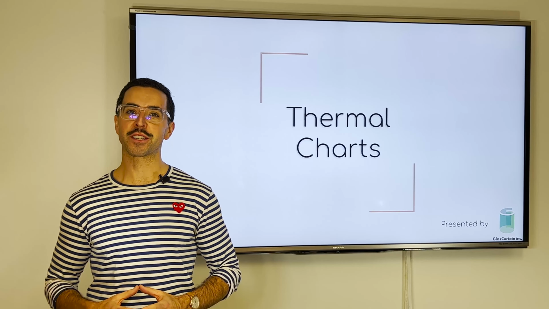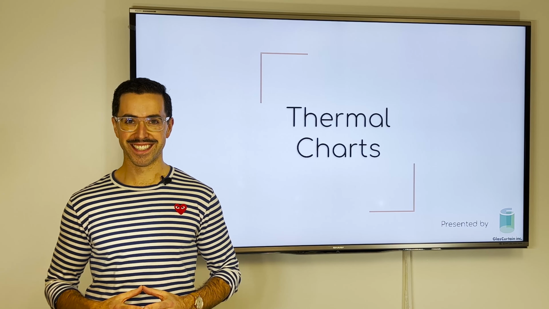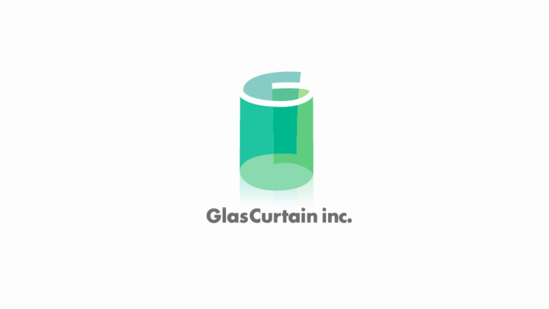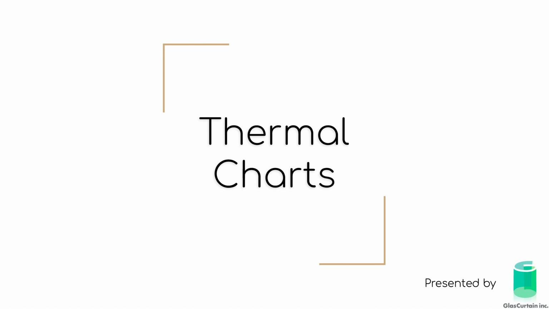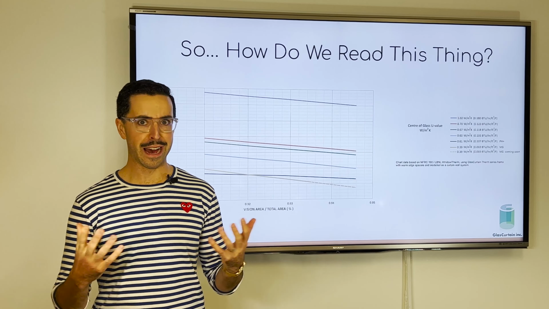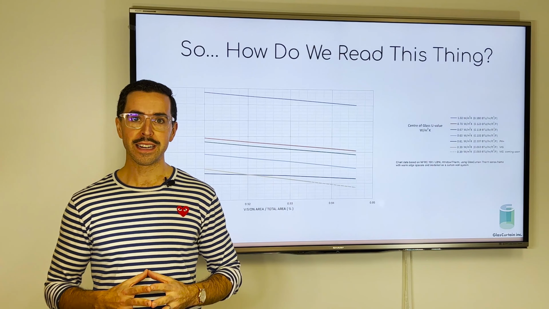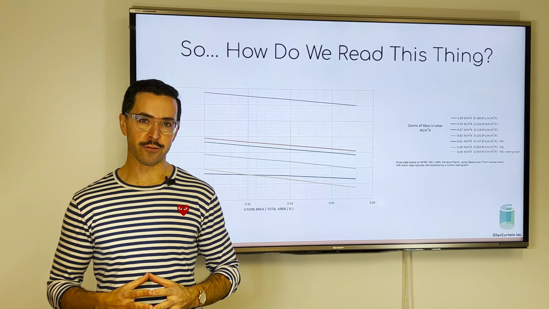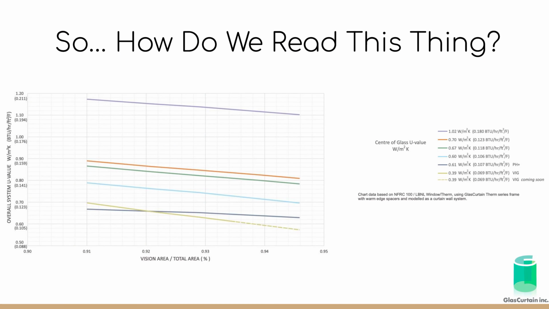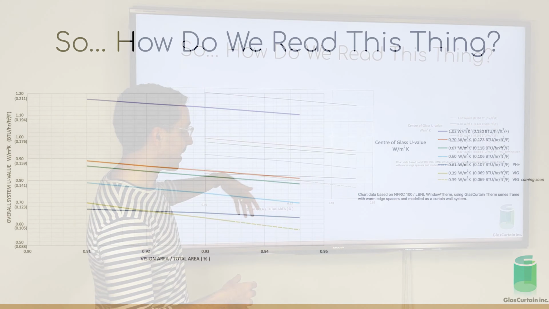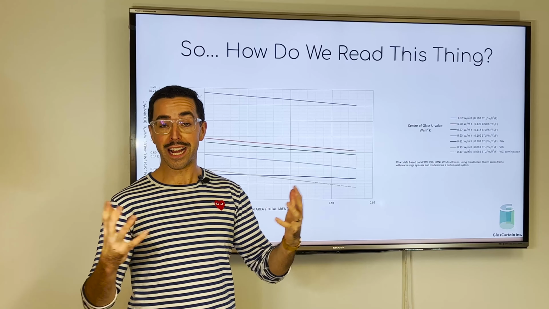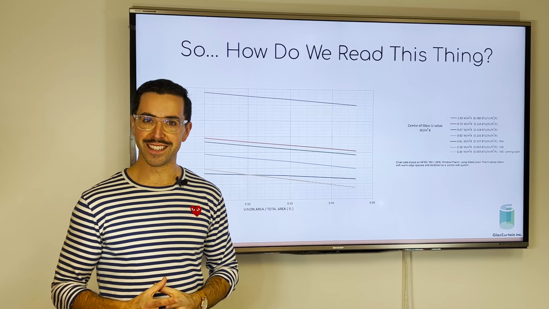And today, we're going to talk about thermal charts. So, thermal charts. How do we read these things? I'm sure many of you have come across thermal charts before, but every thermal chart is a little bit different. They can have different x-axes. They can have different y-axes. They have 19,000 different kinds of lines on them, and what do they all mean?